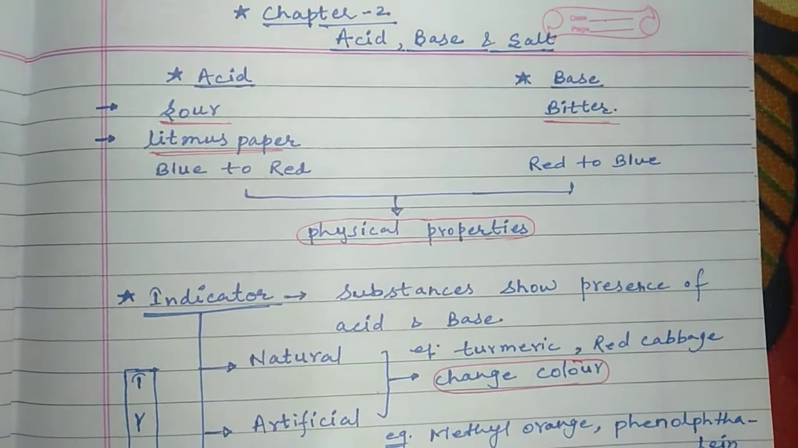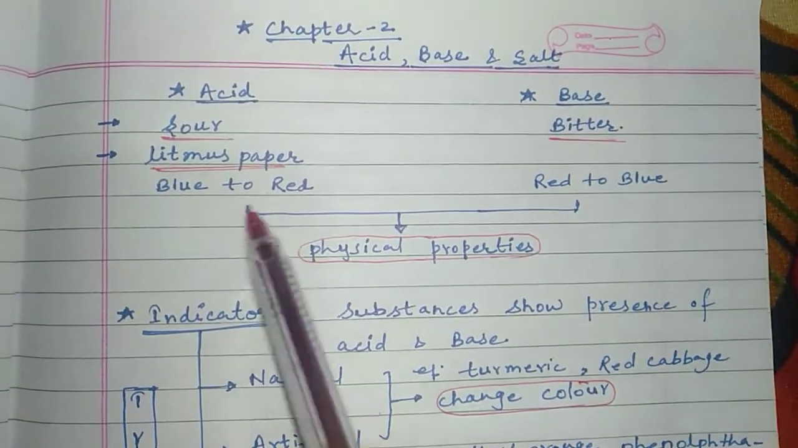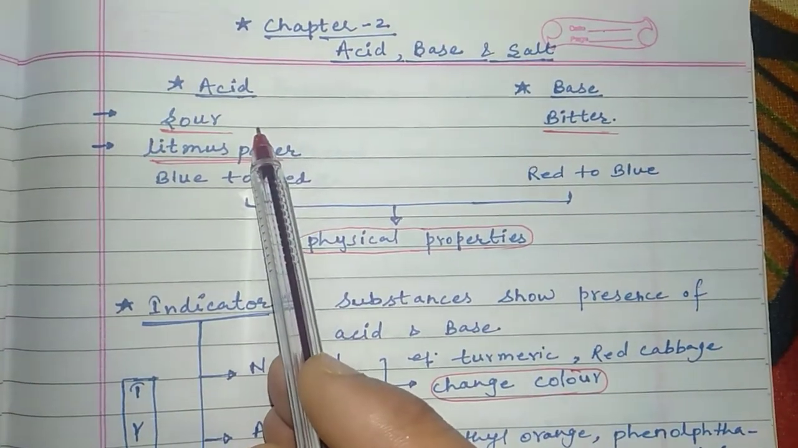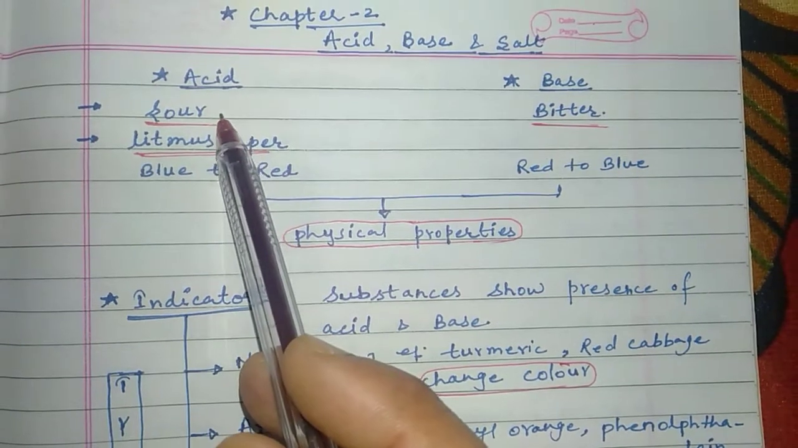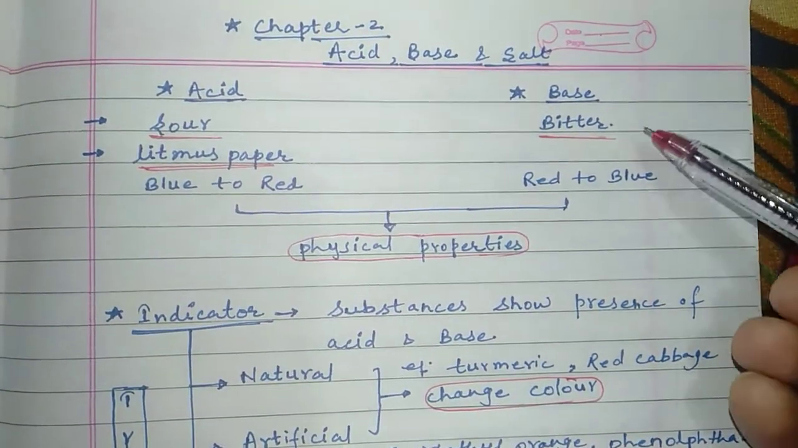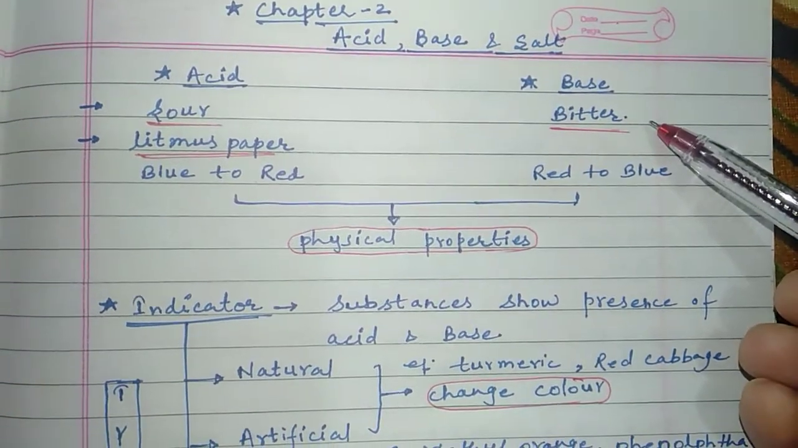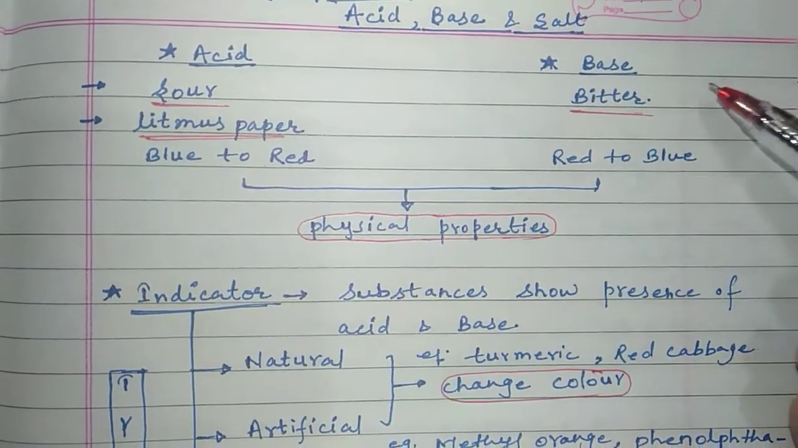So what are acids and bases? Mostly acids are sour in taste. If you taste any substance and it is sour, then mostly it is an acid. And if you taste any substance and it is bitter, then it is a base.